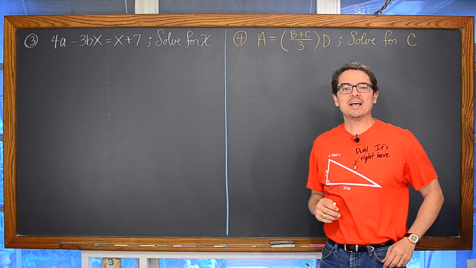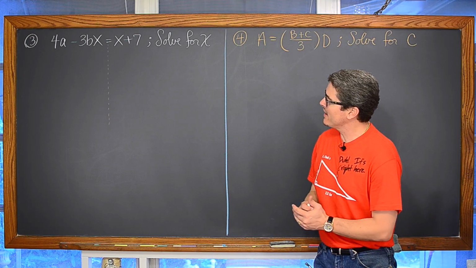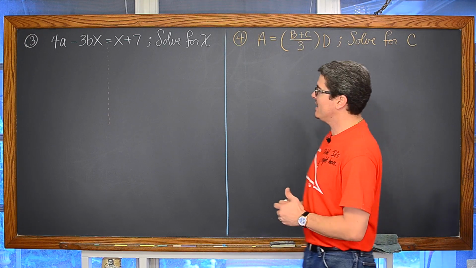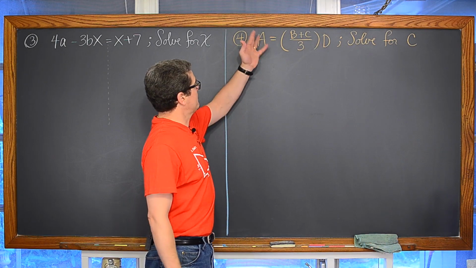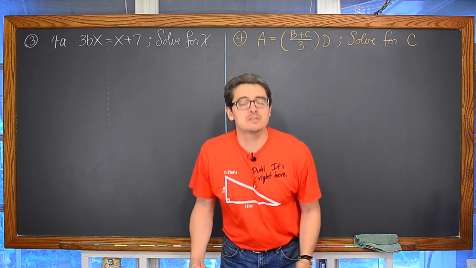Back again. Our last 2 examples are 4a minus 3bx is equal to x plus 7. And our last one is going to be a is equal to whatever. I'm not even there yet. Why am I talking about it?